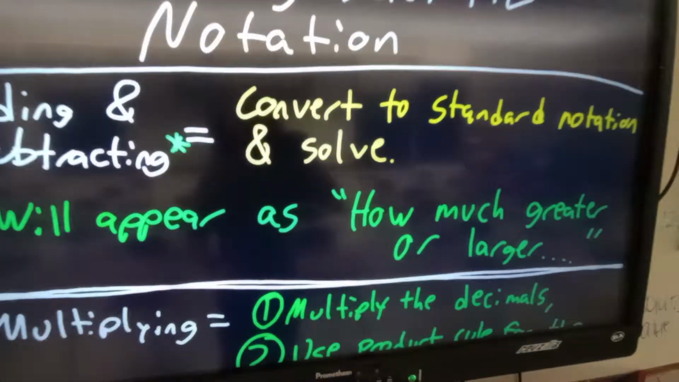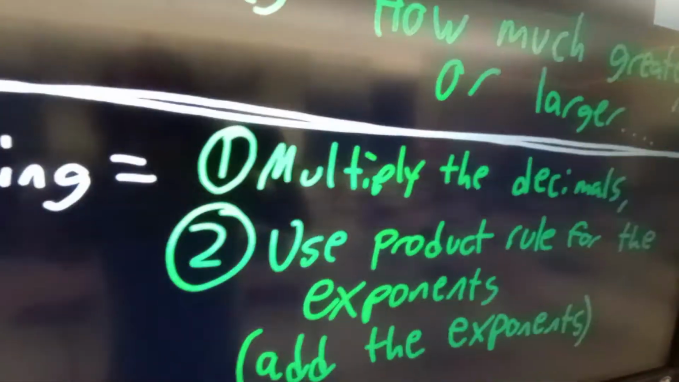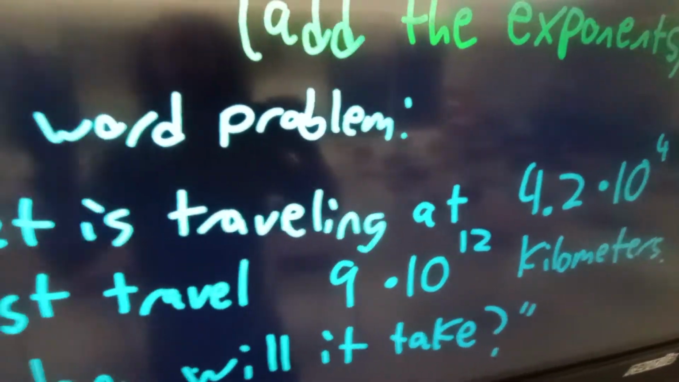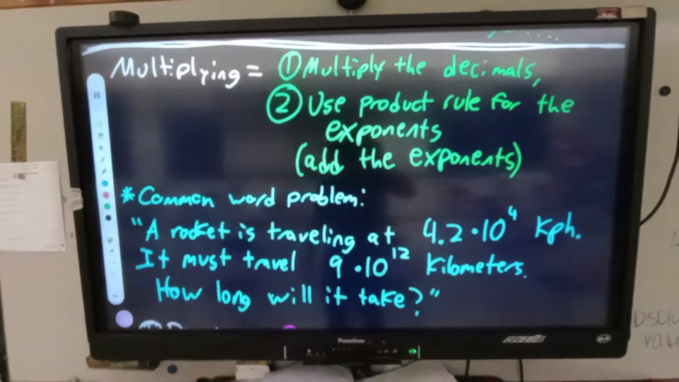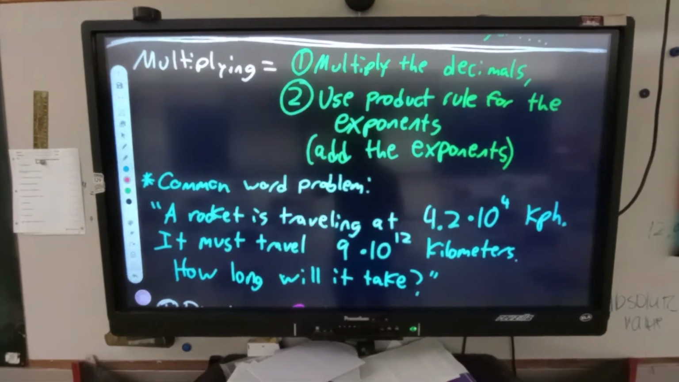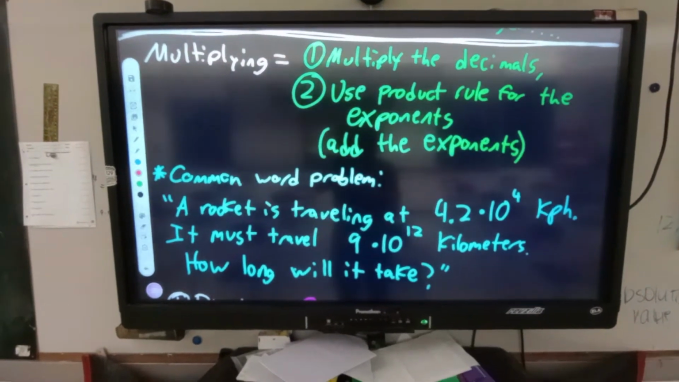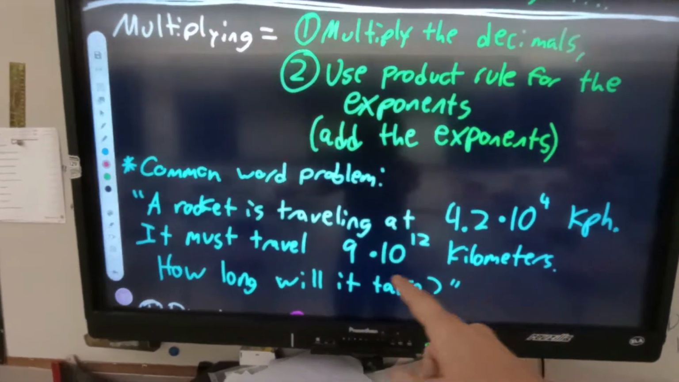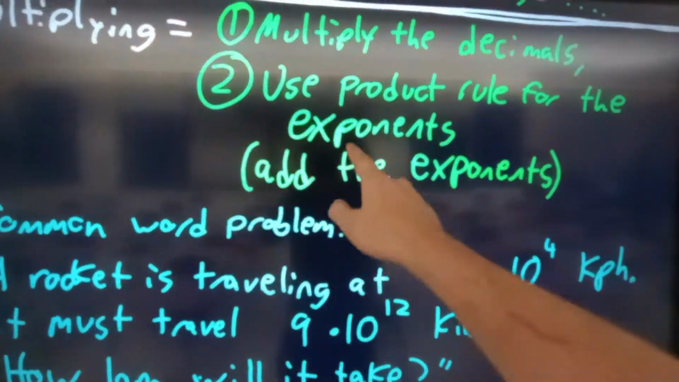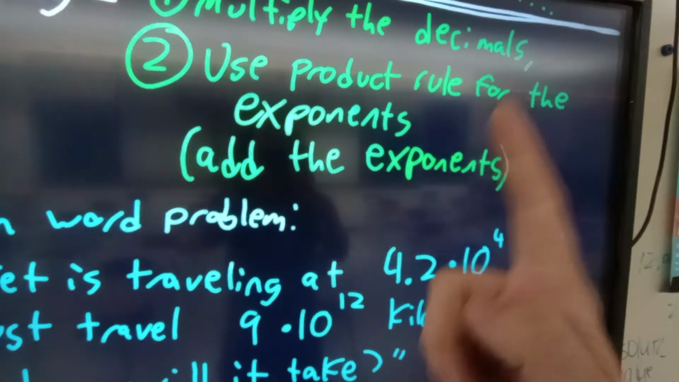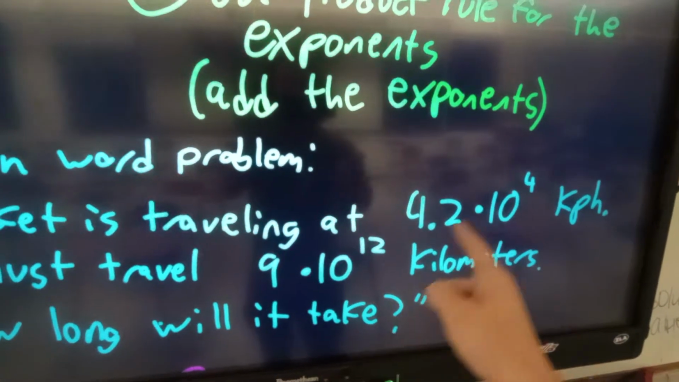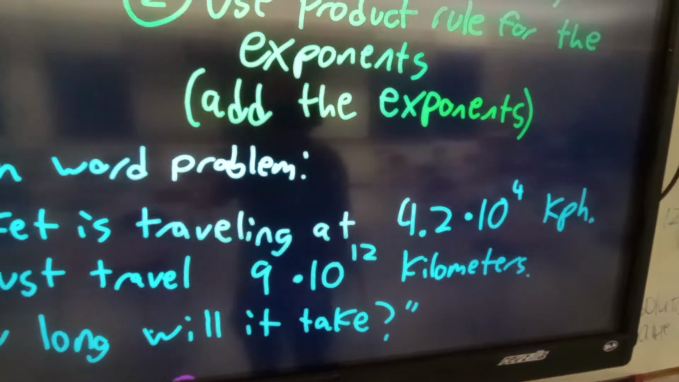The second type of problem is multiplying, and this one won't typically come up too frequently, but it does happen. Multiplying is going to be step one, you multiply the decimal part, and I will have examples at the end. But you will multiply the decimals. So in this example, we would multiply 4.2 times 9, and then use the product rule for the exponents, meaning we will add our exponents of 4 and 12 for the times 10 piece.